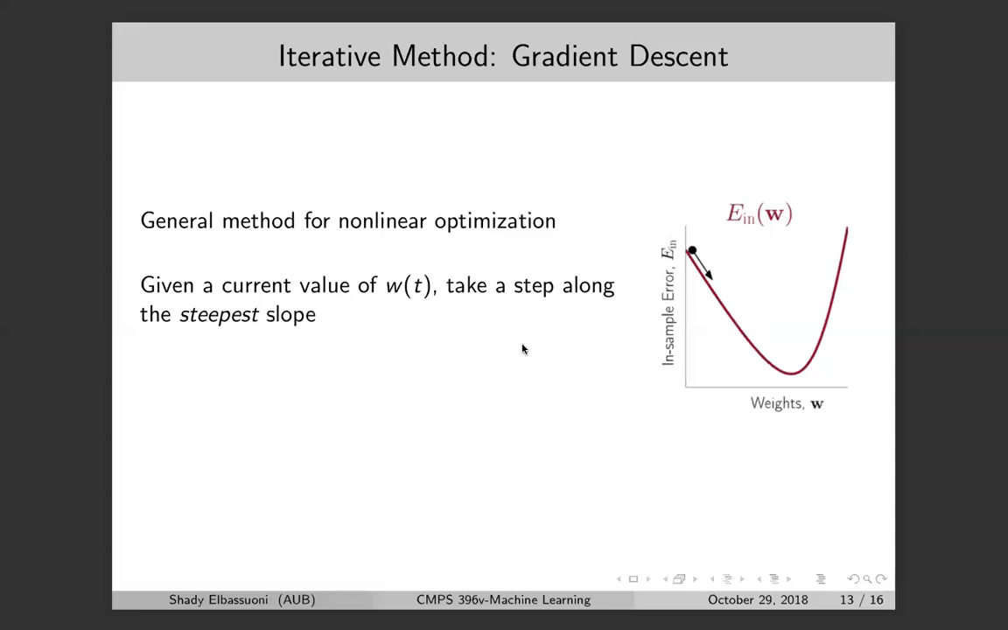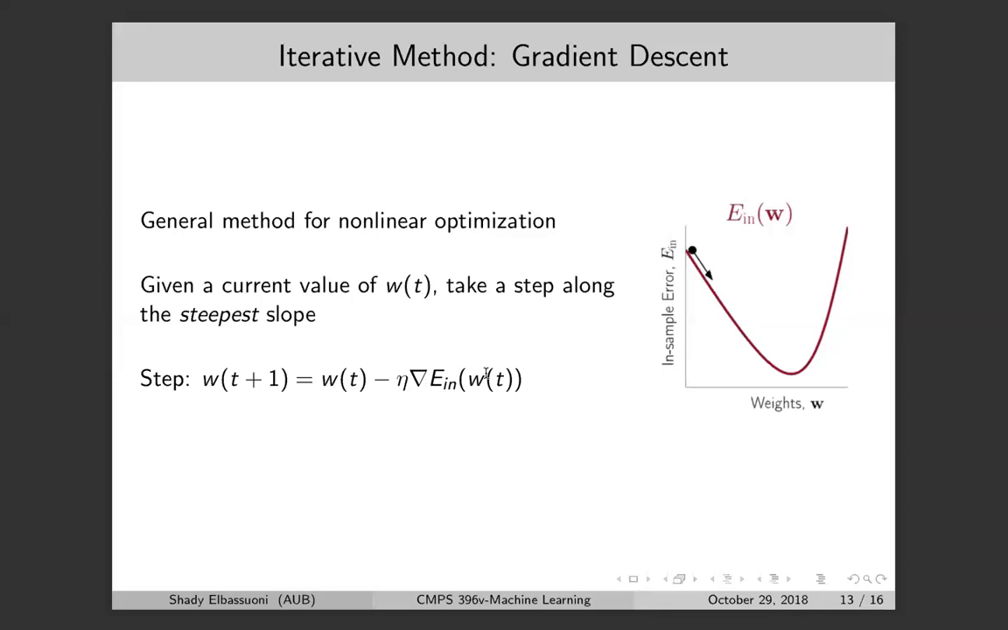Okay. So let's put it in math. The new weights, W of t plus 1 at iteration t plus 1, are going to be equal to the old weights, W of t, minus some step times the direction that I should take, the negative of the gradient. The gradient is the slope. So what is the gradient?